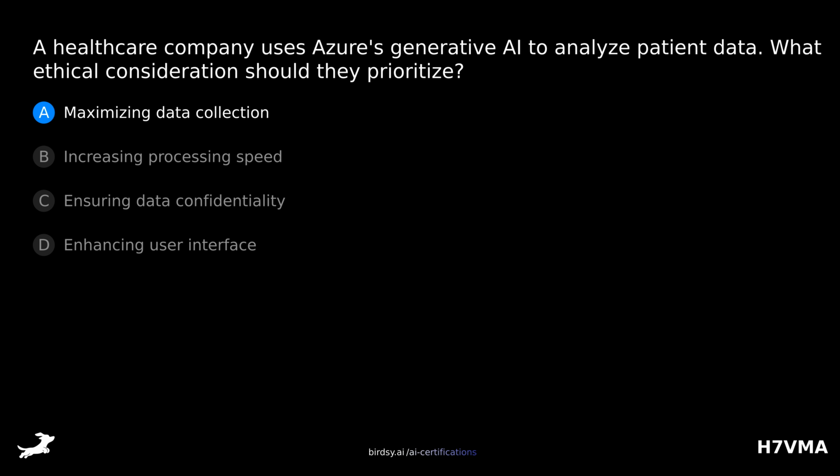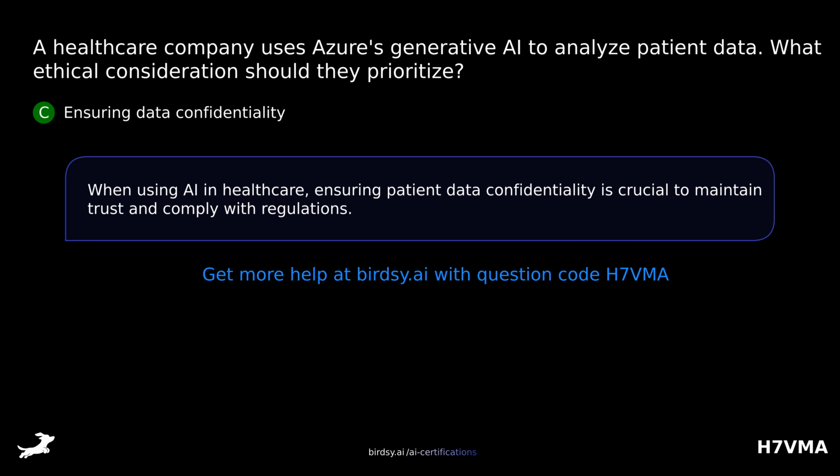Is it A, maximizing data collection, B, increasing processing speed, C, ensure data confidentiality, or D, enhancing user interface? The answer is C, ensuring data confidentiality. When using AI in healthcare, ensuring patient data confidentiality is crucial to maintain trust and comply with regulations.